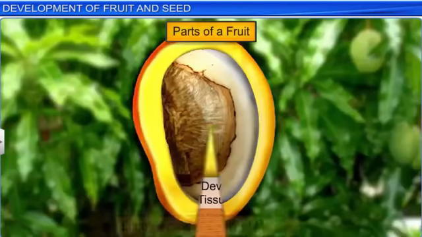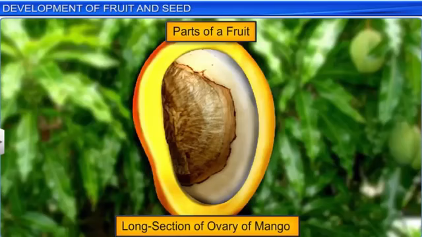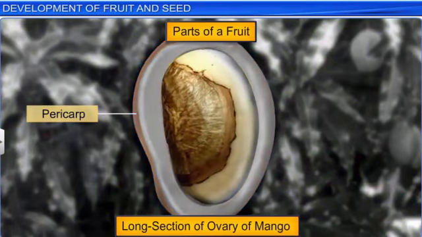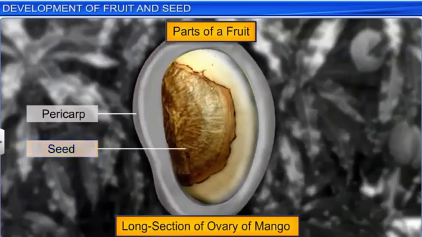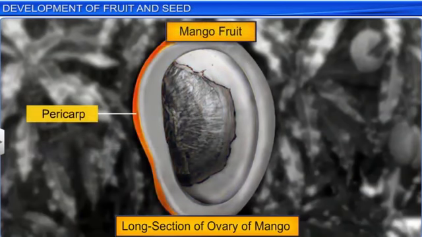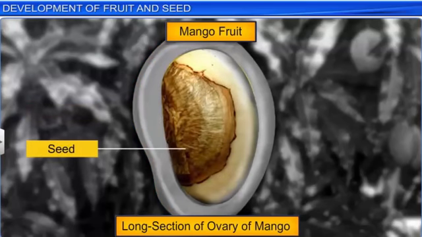If you cut open a fruit, you will see that it is made up of 2 parts, the pericarp and 1 or more seeds. The pericarp is the fruit wall that develops from the walls of the ovary. The seed, the second part of the fruit, is actually a fertilized ovule.